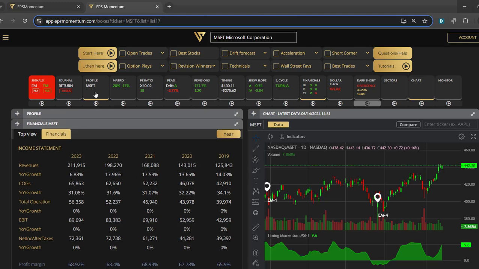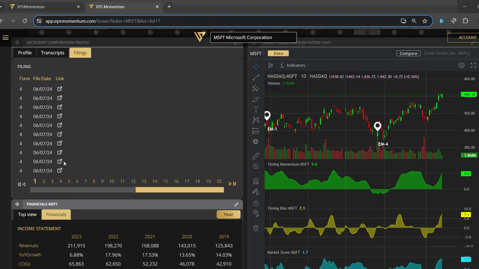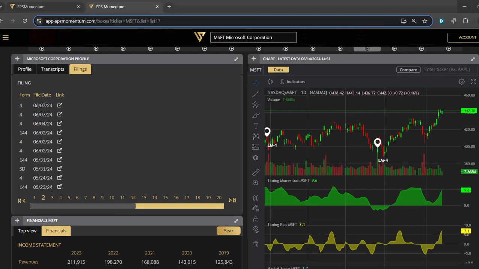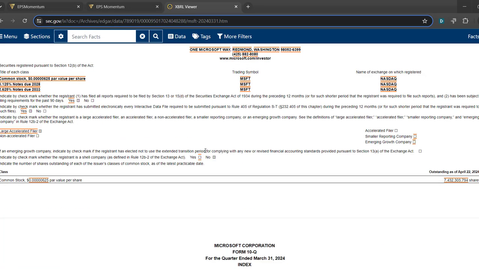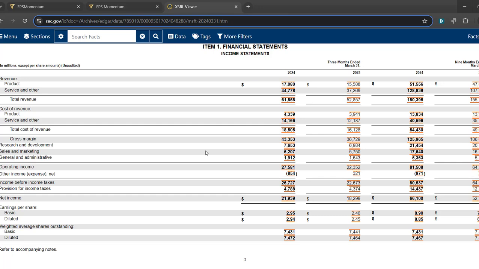You can also go to the profile, look at the filing, click on the document, and then go to the Edgar and actually look at the filing, right? So that is also possible, drilling down to the actual level.